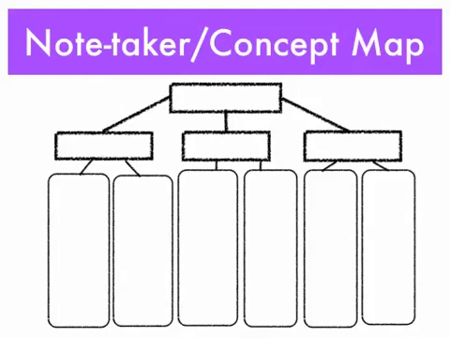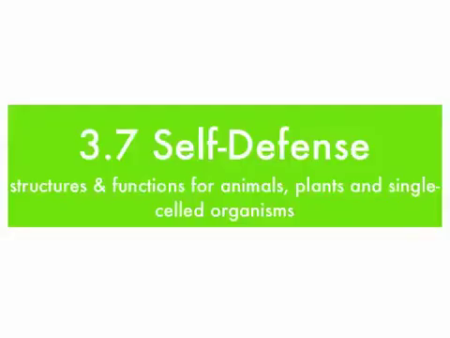It's a note taker for you to organize the information. We talked about one big idea, 3 different types of organisms, and we broke it down into 2 different sections every single time we talked about it. This is a lesson on 3.7, self-defense.